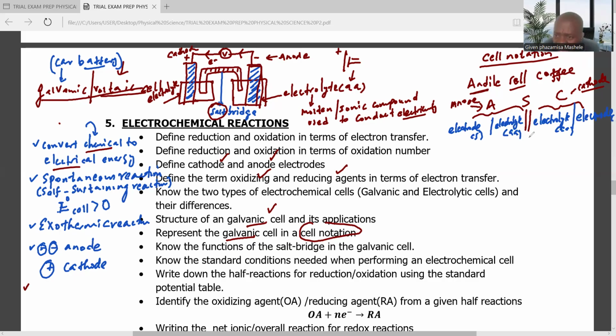The double line here represents the salt bridge. The single line is called a phase boundary, or an interface. All the time: electrode, electrolyte, electrolyte, electrode. But andile cell coffee: start with the anode part, then the cathode part.